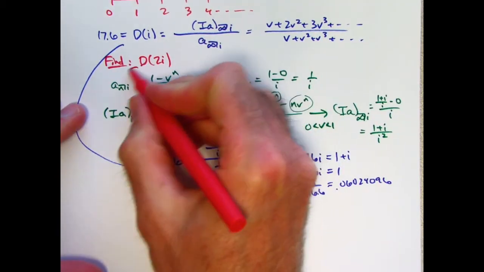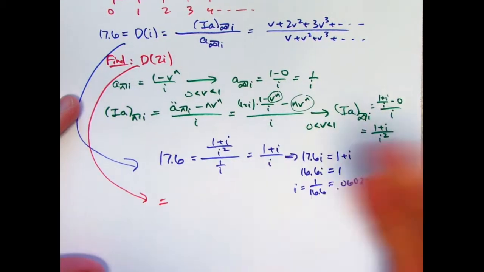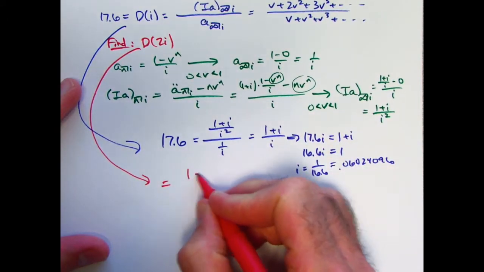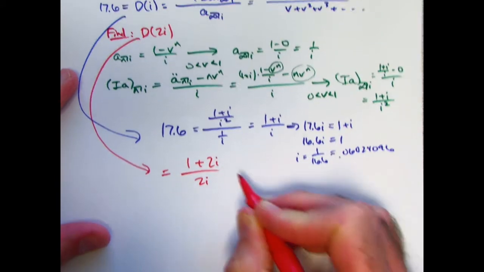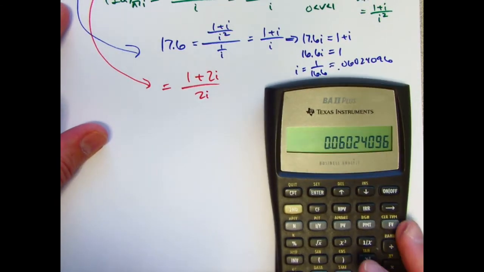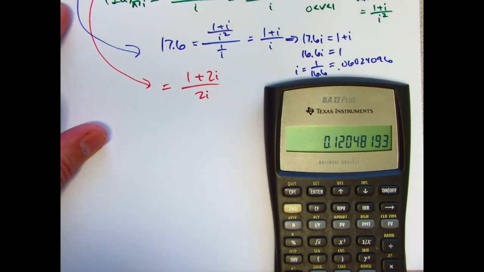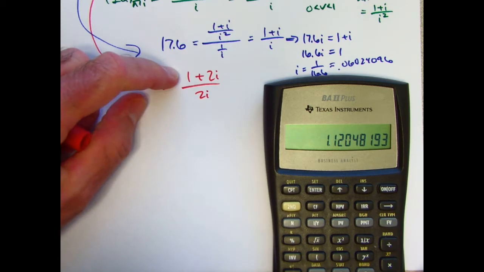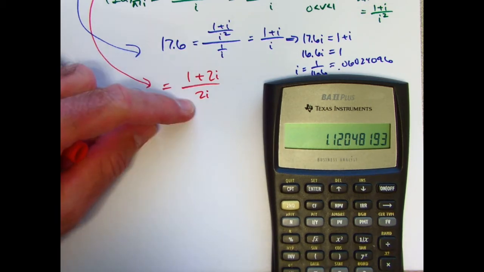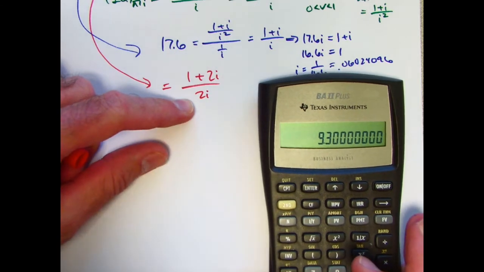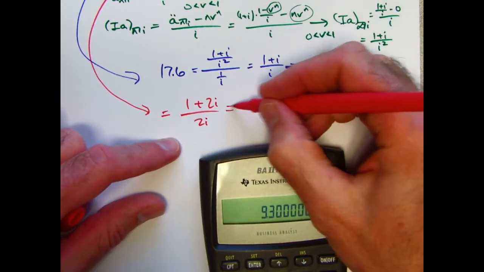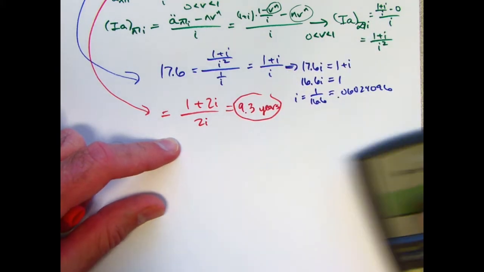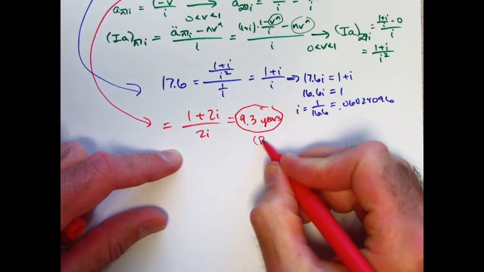Again, we want to find the duration at 2i. You can do the work. You're going to really get the same thing as you got here, except replace i with 2i. So this is going to be (1 plus 2i) over 2i. Here's i again. Multiply it by 2. I'll store that in register 1. Add 1 to it. The numerator here is about 1.12048. Divide that by 2i, which is in register 1. And how about that? We get a nice answer. 9.3 years is the answer. And if you look at the options in that sample exam from 2017, this is option B.